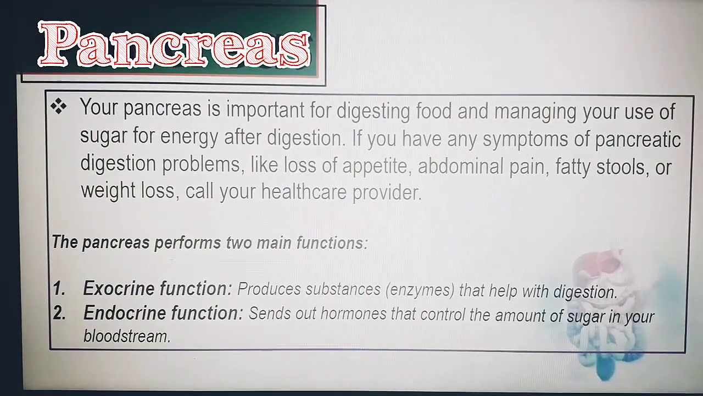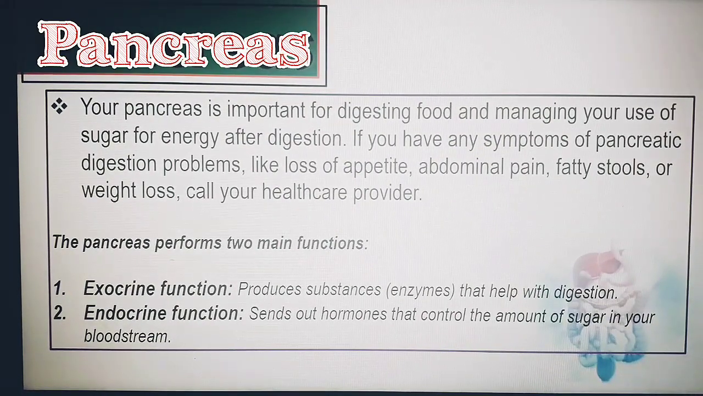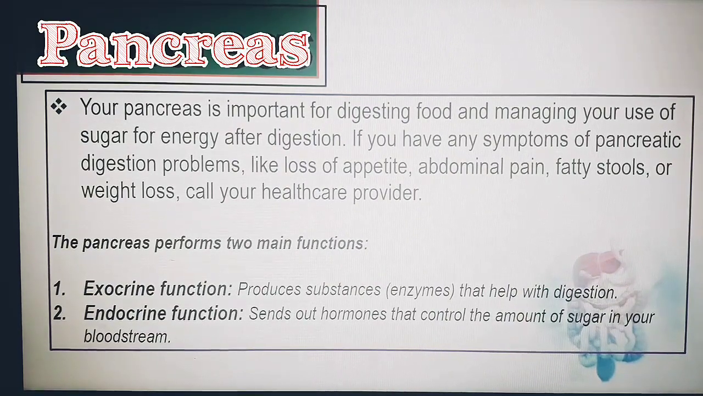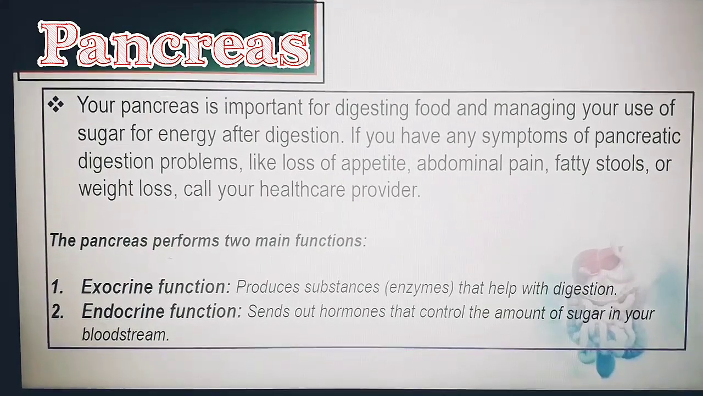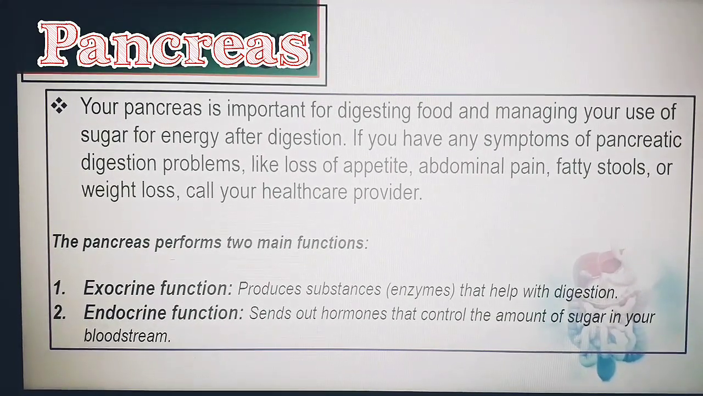Pancreas. Your pancreas is important for digesting food and managing your use of sugar for energy after digestion. If you have any symptoms of pancreatic digestion problems like loss of appetite, abdominal pain, fatty stools, or weight loss, call your healthcare provider. The pancreas performs two main functions.